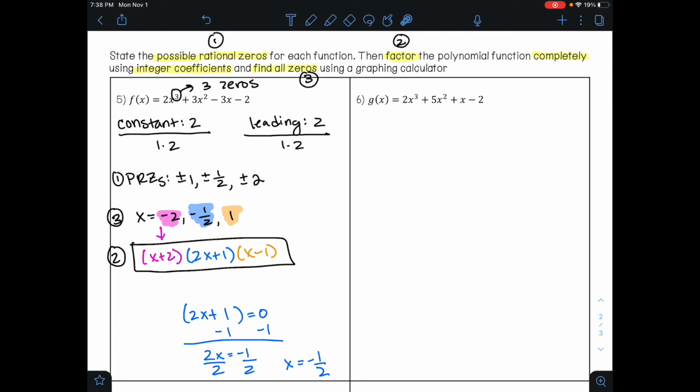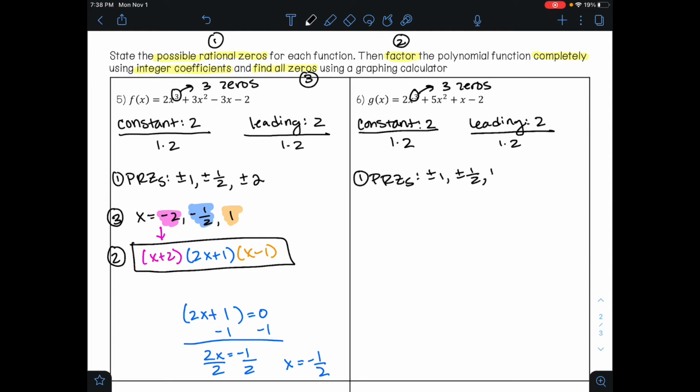Let's try example 6. So on example 6, my highest exponent is 3. So that tells me that I'm going to have 3 zeros. My constant is 2. The factors of 2 are 1 and 2. My leading coefficient is 2. The factors of 2 are 1 and 2. So this is the same constant and leading coefficient that we had on example 5. So I'm going to have the same possible rational zeros. So my possible rational zeros are again plus or minus 1, plus or minus 1/2, and plus or minus 2.